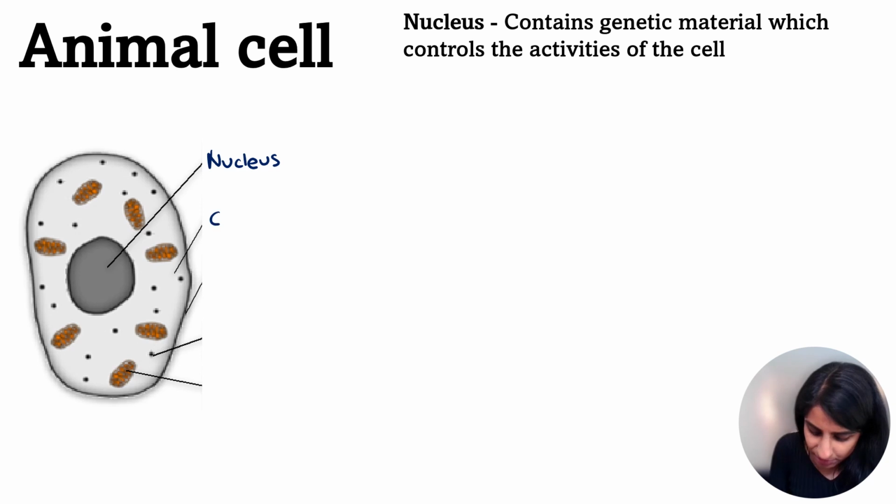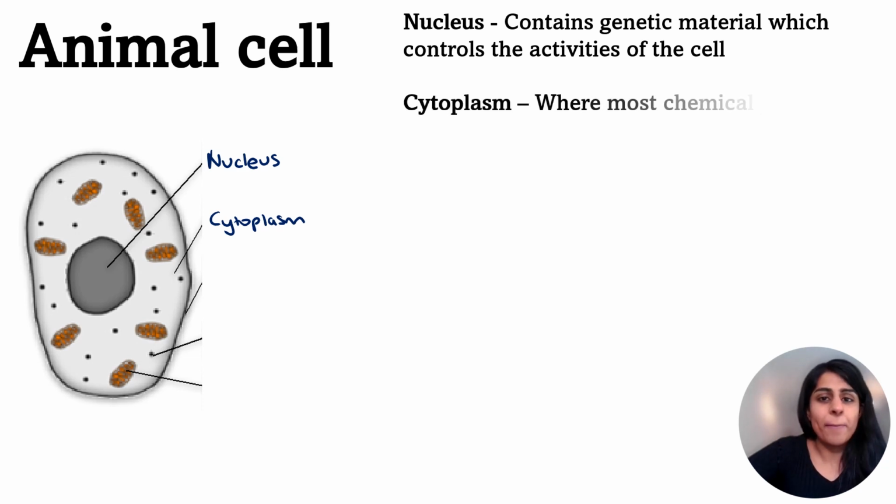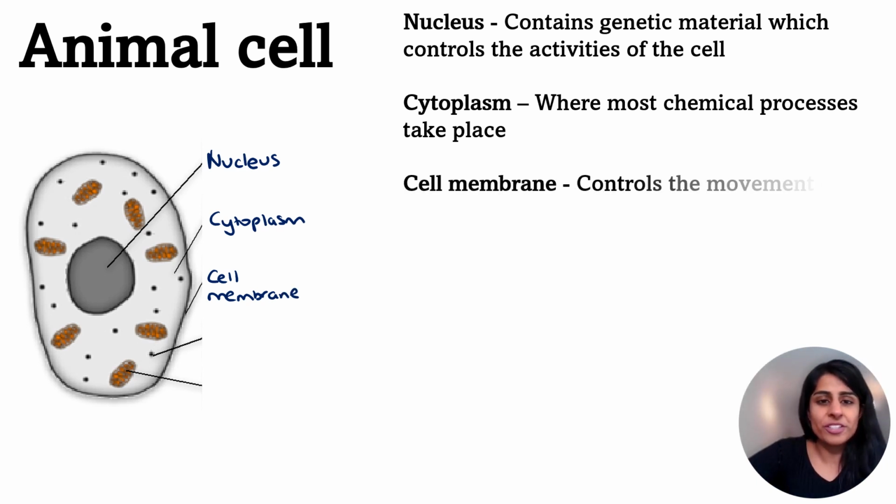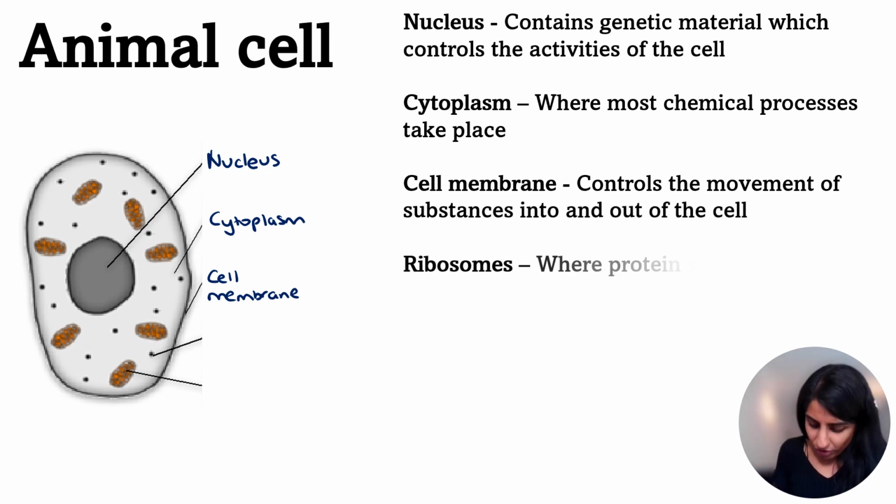Then we've got this bit which appears as the background of the cell, and this is where most chemical processes take place. Then we've got the cell membrane. This is all around the outside of the cell, and the cell membrane controls the movement of substances into and out of the cell. Then we've got the ribosome.